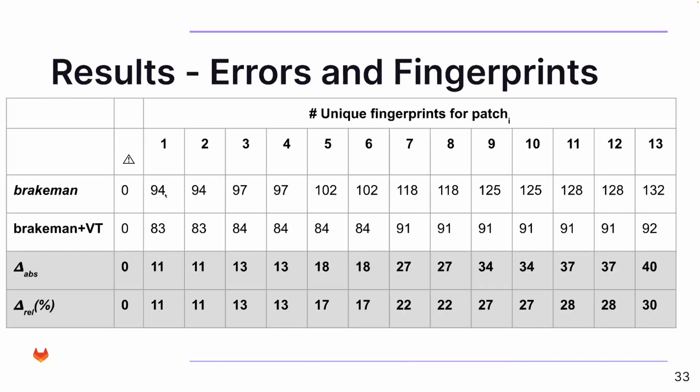And then about the errors and fingerprints. We also wanted to know if you observe crashes or errors. We didn't observe any, so that means that vulnerability tracking didn't cause any bugs. And then the next data point we were interested in is the number of unique fingerprints after applying a patch.